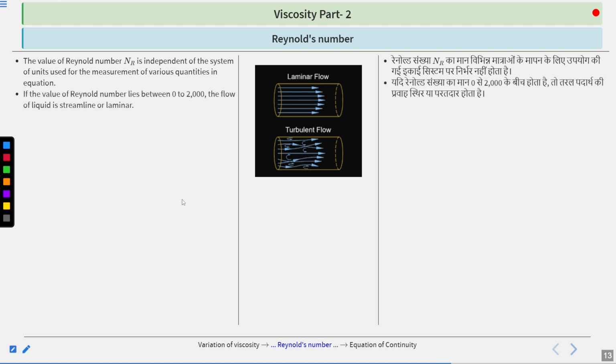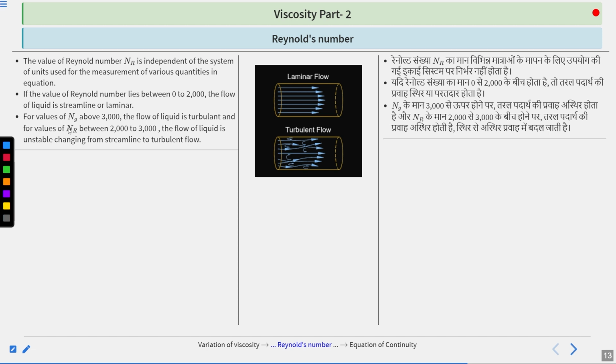If the value of Reynolds number lies between 0 to 2000, the flow of liquid is streamline or laminar. If the value of Nr is above 3000, the flow of liquid becomes turbulent, and for values of Nr between 2000 to 3000, the flow of liquid is unstable, changing from streamline to turbulent flow. So these are the values. Again, between 0 to 2000 it is streamline or laminar, above 3000 it is turbulent, and between 2000 to 3000 it is unstable and changing from streamline to turbulent.